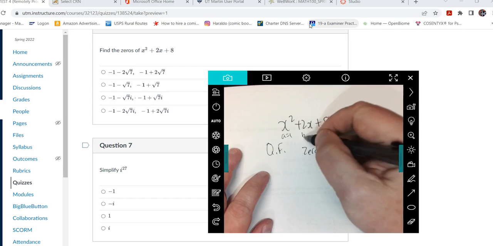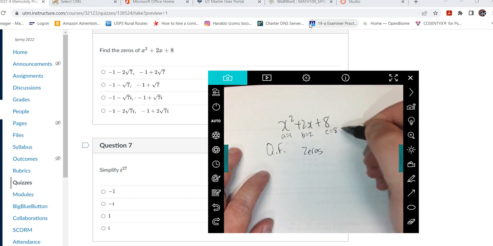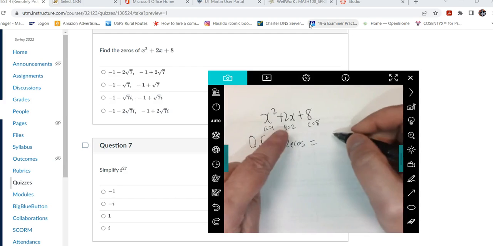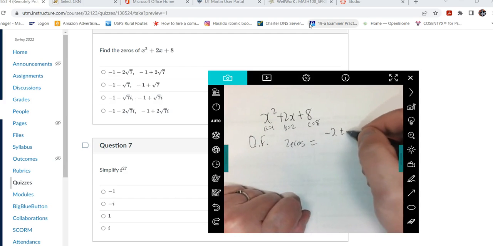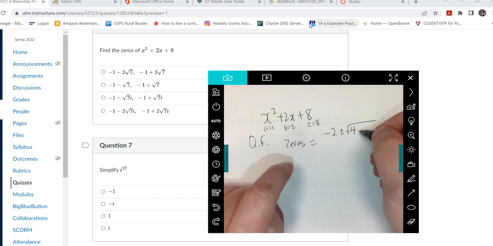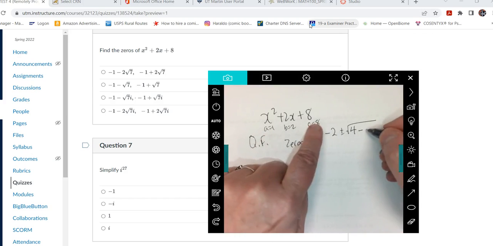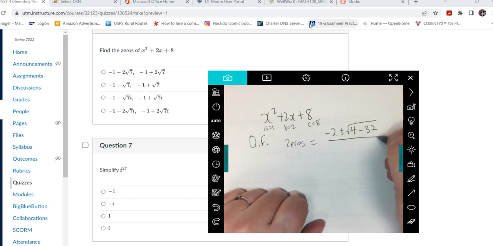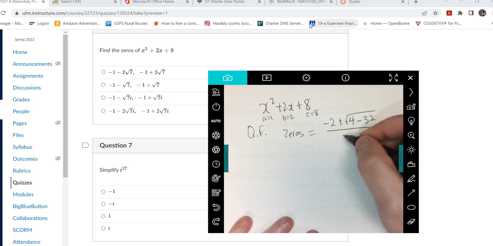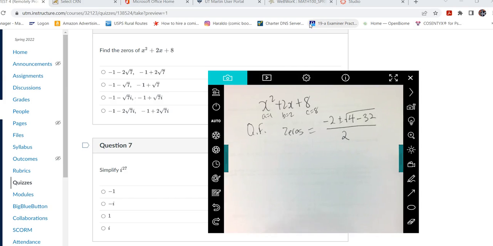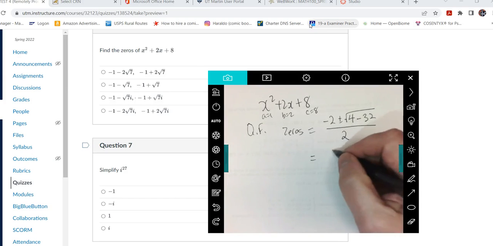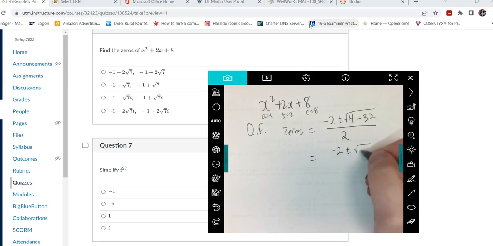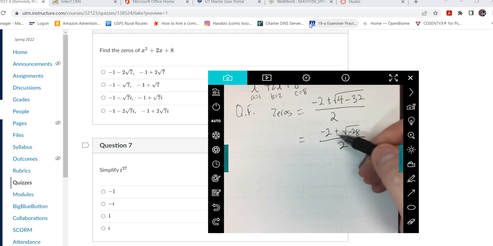So a is equal to 1, b is equal to 2, and c is equal to 8. So the zeros are going to be negative b plus or minus the square root of b squared minus 4 times a times c, all over 2 times a. Okay. And 4 minus 32 is going to give me negative 28. Don't go starting dividing by 2 because you cannot divide the 2 by something inside there.